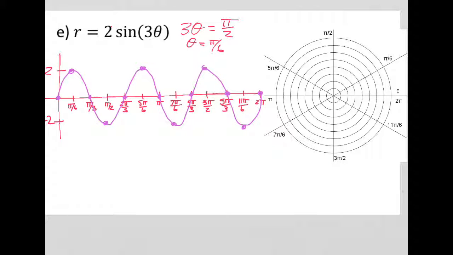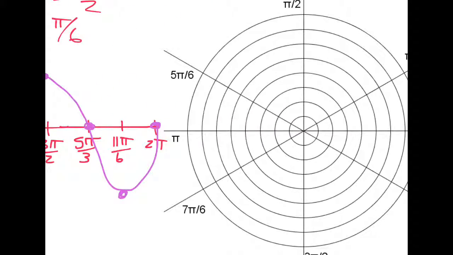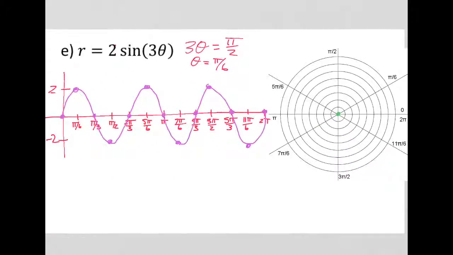Well, if you look at all those pi over 3 values, again, they all have an r of 0, which means they're just going to be at the pole. So look at those max and mins. Those are going to be the lines where we actually get petals. So let's get going, and let's see what's going to happen. So first point, when theta is 0, we are actually at the pole. So we're starting right at the pole right there.